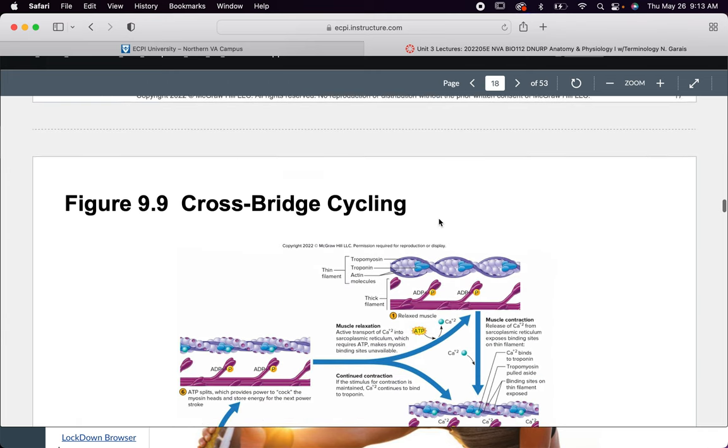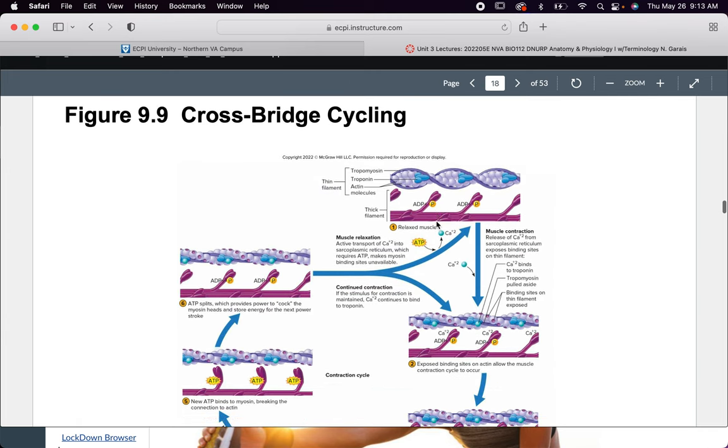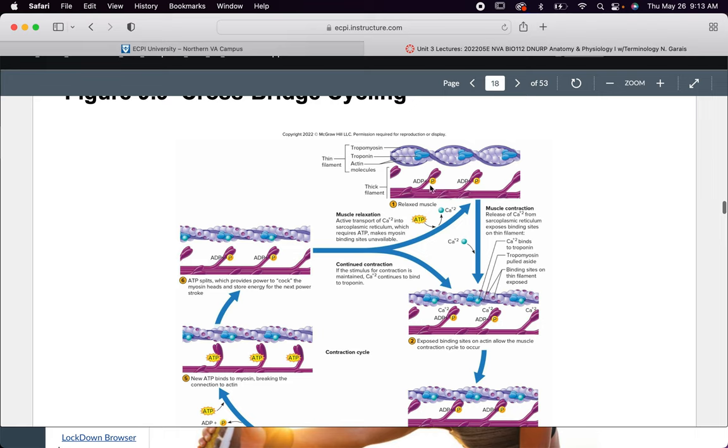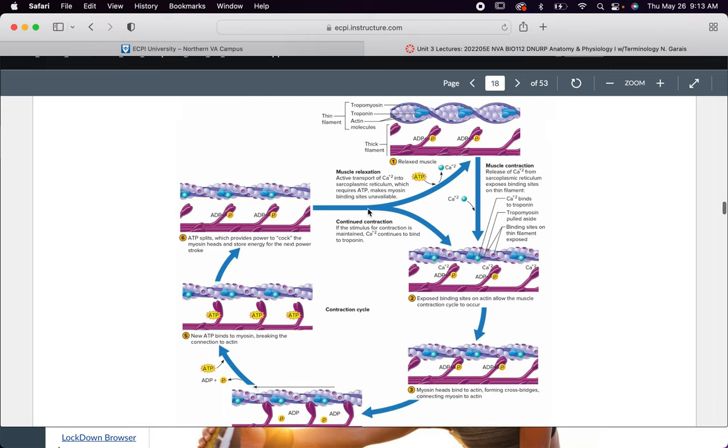We already know about ATP. We already know that it's required. We already know that the thick fibers or protein or thick filaments, that's myosin, and the thin ones are actin.